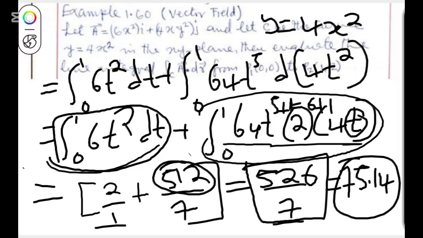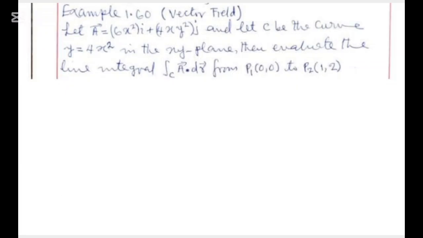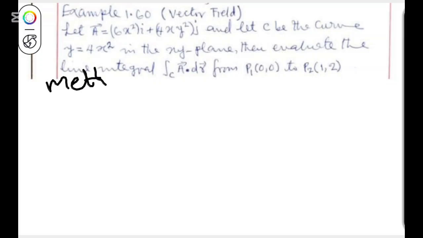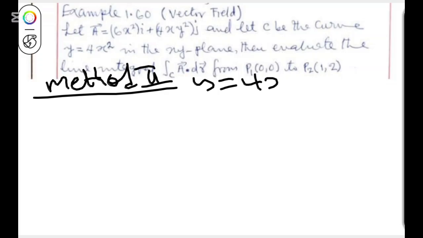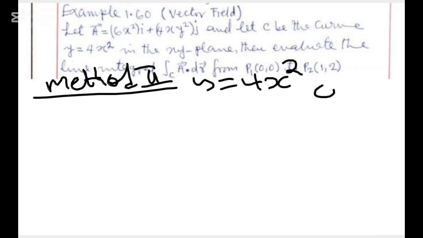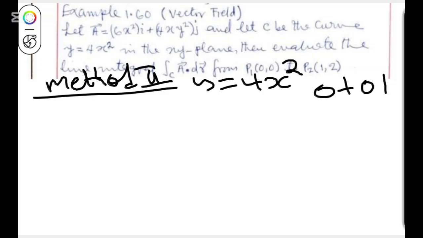But don't forget, I have another method. There is another method, which is method 2. So let me show you method 2. You have to choose which method you prefer. In method 2, I have to substitute directly. y is the same thing as 4x squared, where x goes from 0 to 1. So you have to take note of that.